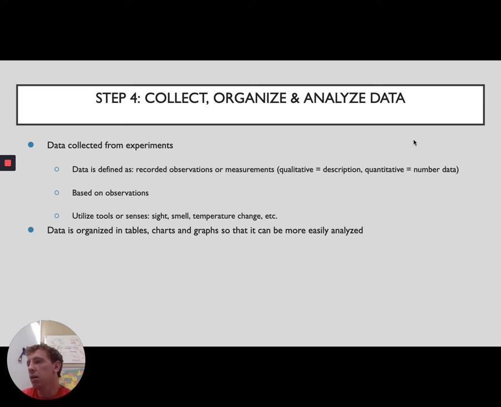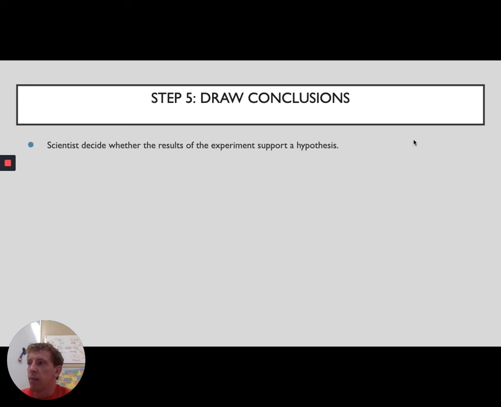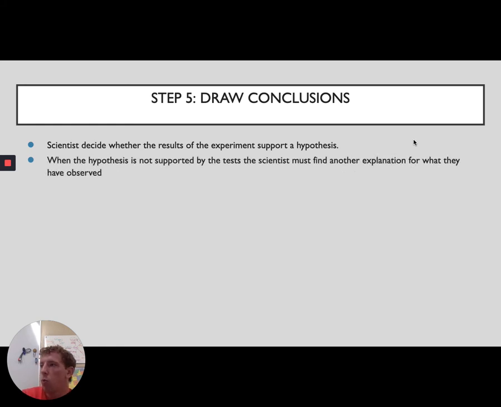Once we have all the data, it's organized into tables, charts, and graphs so that it can be easily analyzed. You guys will be making some charts, graphs, and tables as we go through this. Step 5 is to draw conclusions. After you have made your chart, table, or graph, you're going to start drawing conclusions from it. So scientists decide whether the results of the experiment support a hypothesis or do not support a hypothesis. When the hypothesis is not supported by the test, the scientists must find another explanation for what they have observed.